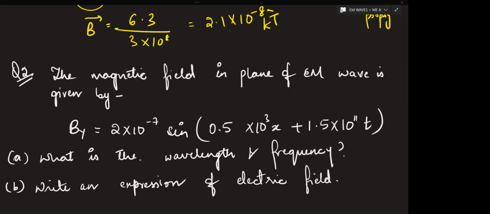See, just compare it with the main equation that you have. Yesterday, no, day before yesterday we did those equations. The main equation, B is equal to B naught sin(kx minus omega t) plus minus omega t. Compare it with that and then try to find out wavelength and frequency.